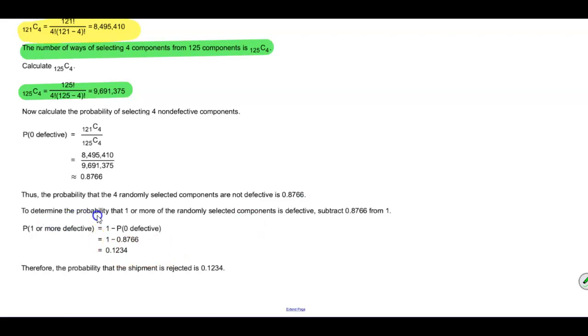And to determine the probability that 1 or more of the randomly selected components is defective, we're going to use that formula at the beginning of the problem to subtract it from 1. So the probability of 1 or more defective is equal to 1 minus the probability of 0 defective. So 1 minus 0.8766 gives you a probability of 0.1234. Therefore, the probability that the shipment is rejected is 0.1234.